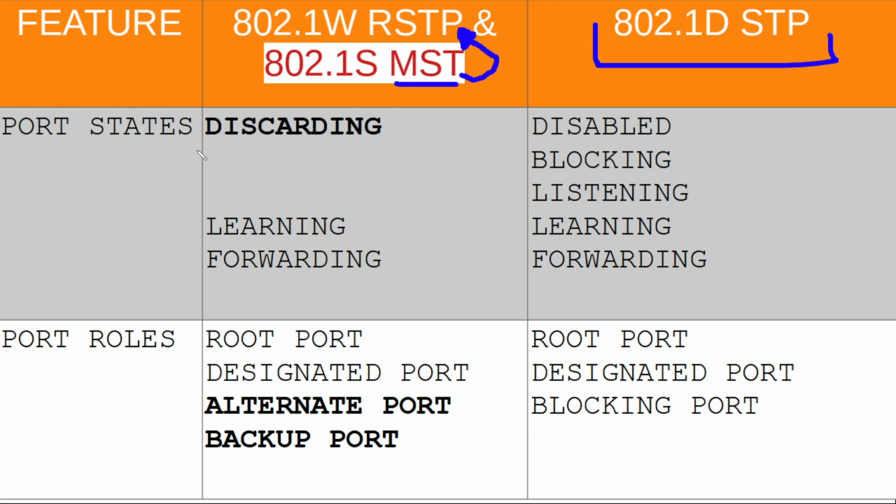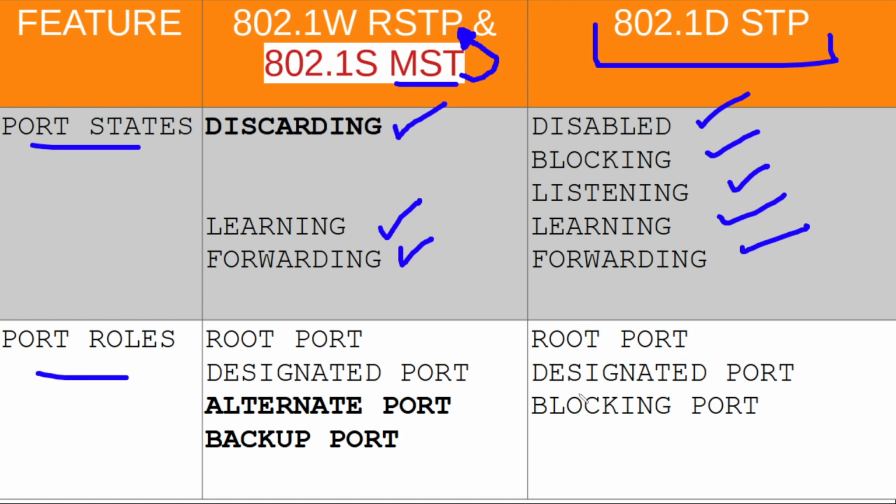Now, when it comes to port states, the original spanning tree had disabled, blocking, listening, learning, and forwarding. Rapid spanning tree and multiple spanning tree only have discarding, learning, and forwarding modes. When it comes to port roles, the original spanning tree protocol had the root port and designated ports, whereas rapid spanning tree and multiple spanning tree have root port, designated port, alternate port, and backup port.